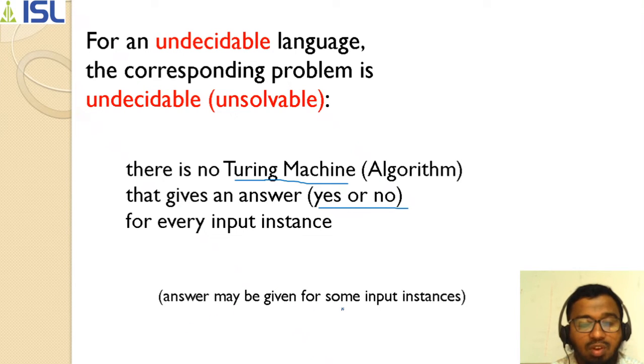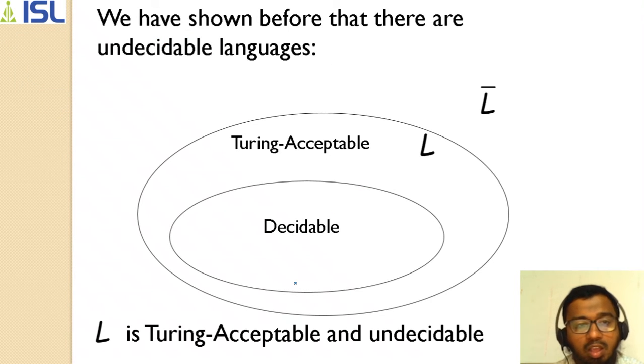Because of that, there will be no answer like yes or no for every instance. An answer may be given for some input instances. Whatever input you are going to give, based on that, maybe it will give some output or answer. Here we have shown before that there are undecidable languages. L is Turing acceptable and undecidable.